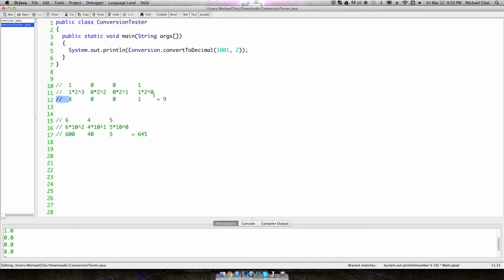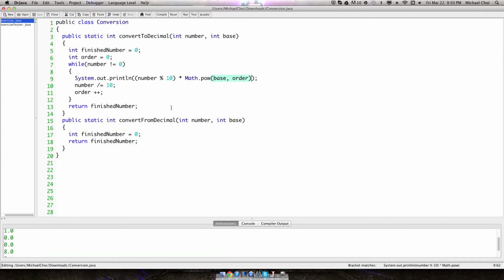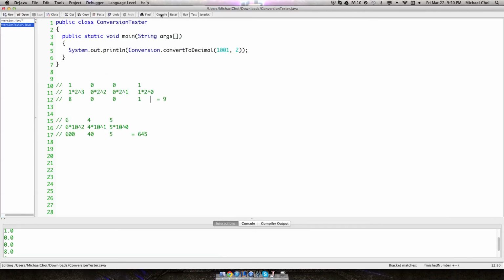Notice once we have these numbers, all we do is add them up and we get the decimal number. The way we're going to say that is finishNumber. So this is each individual number. You just add it to each individual number and then you get your decimal number. And this should be equal to 9. Yes, we got the correct answer.